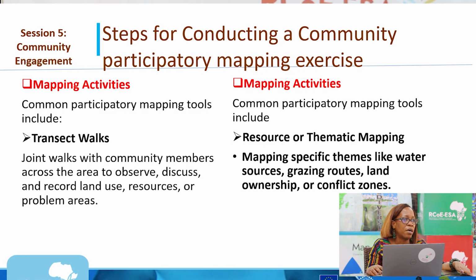Also, you can use transit walks, joint walks with community members across the area to observe. And as you're asking them questions, they know the boundaries, they know the challenges. So these transit walks are very good to discuss different issues and problem areas. Then you can also use resource or thematic mapping. Here you map specific themes like water sources, grazing routes, and land ownership or conflict zones.